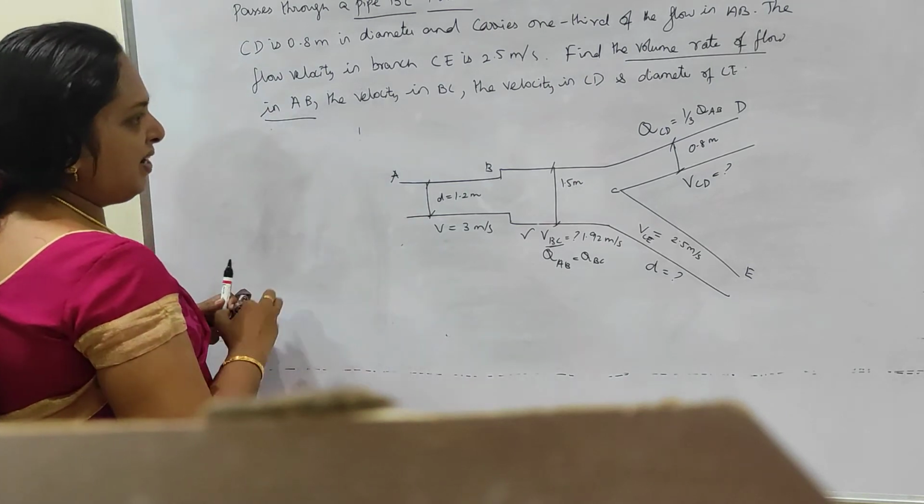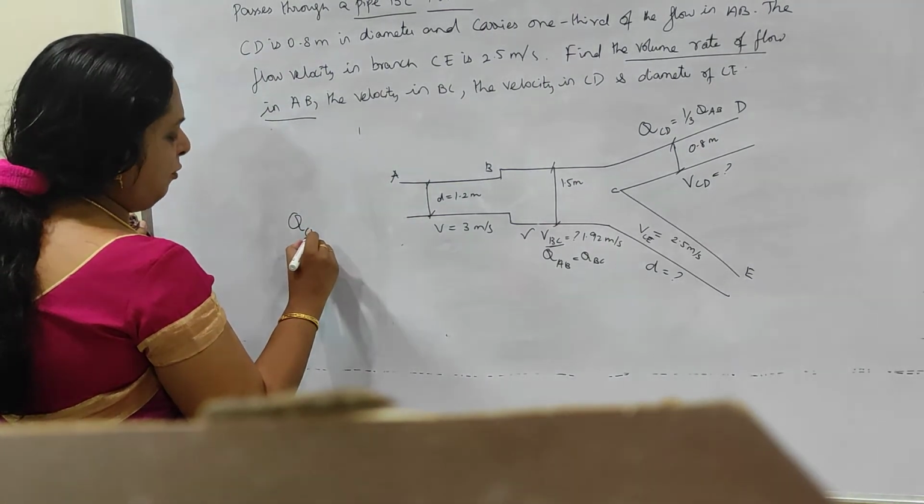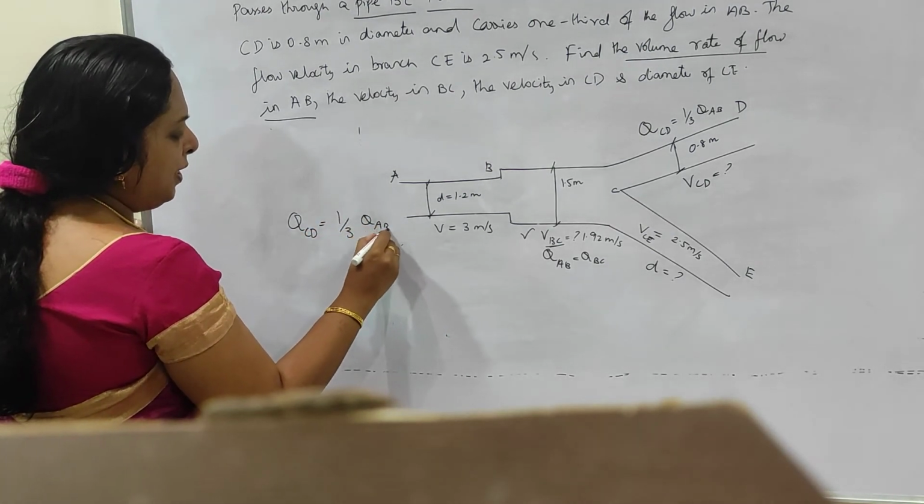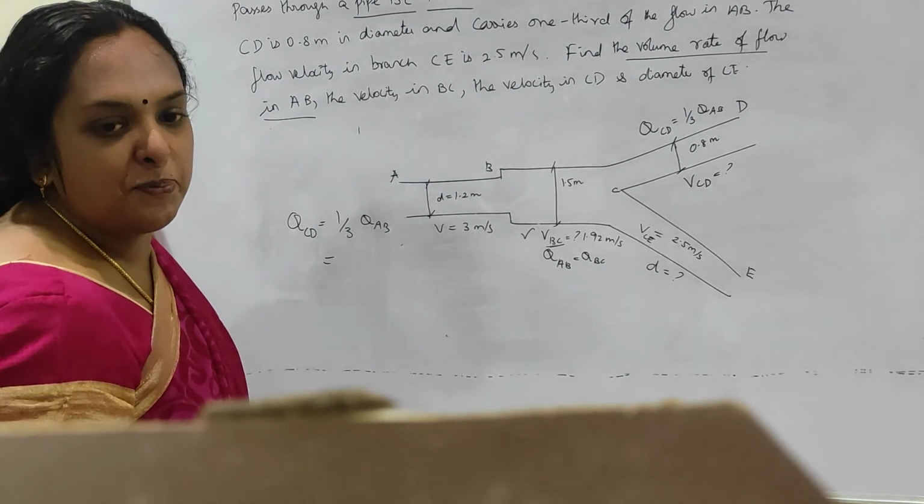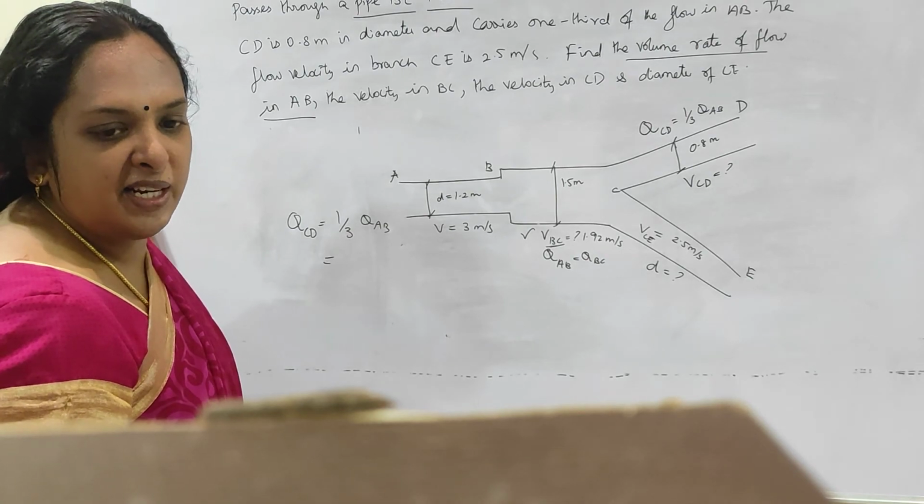So what will be my velocity here? I will know QCD. QCD is equal to 1/3 of QAB. So I have found out the value of my QAB, so I can substitute this and get the value of my QCD. That is very easy.